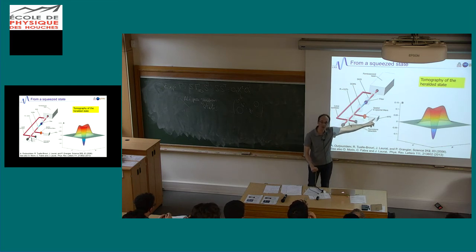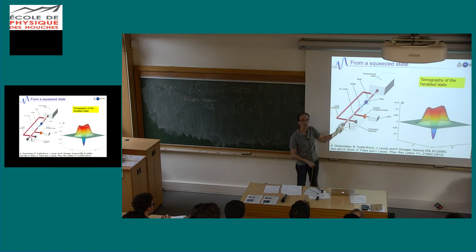Okay? But it's really a complicated issue, this mode matching between what the detectors detect here, because you want to be sure that the mode detected by your single photon detector here is the same as the one detected by your homodyne detection here. And that's a hard problem. Okay? It can be done, but it's not simple.